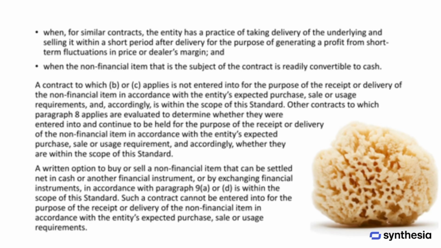A contract is also within the scope of the standard when an entity has a practice of taking delivery of a non-financial item and then selling it shortly afterward to profit from short-term price changes or dealer margins. Similarly, if the non-financial item can be easily converted to cash, the contract falls under this standard. Such contracts are not considered to be held for the entity's expected purchase, sale, or usage needs, and therefore must follow the rules for financial instruments.